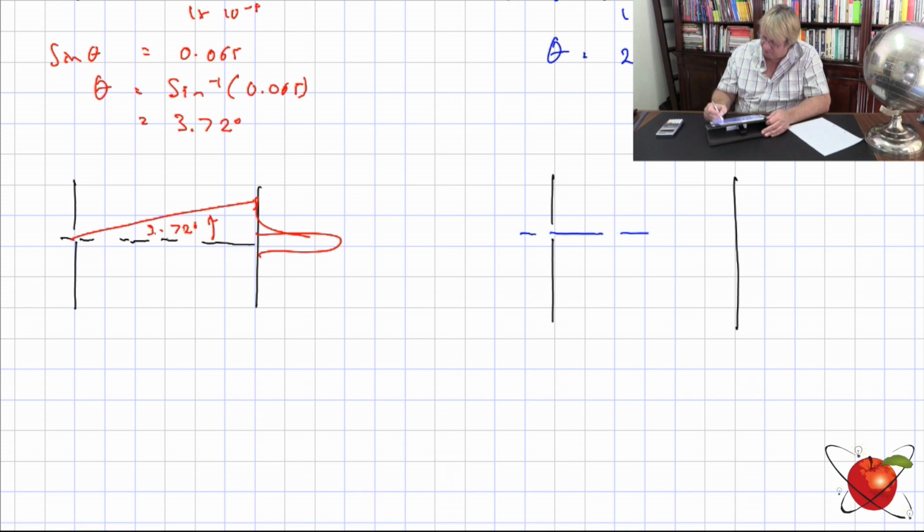Remember, we've got our central blue band there. Now I'm going to be drawing it at 2.72 degrees, which means that my blue light isn't going to be diffracted. It's not going to be bent as much, is it? My red interference pattern is going to spread out. My blue is going to be closer and narrower.